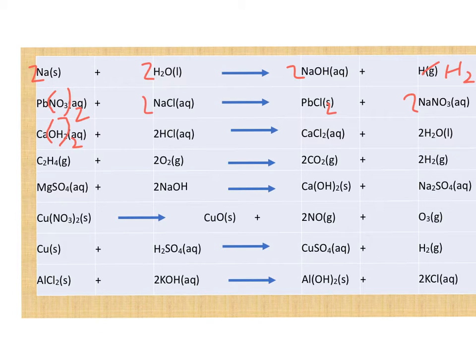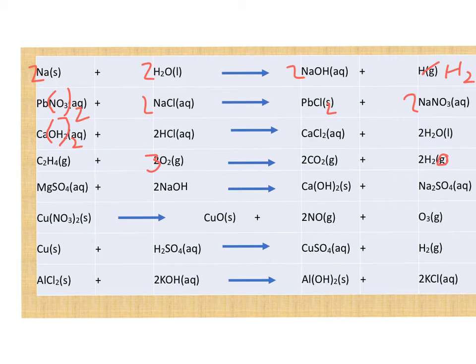So for the next one, we don't form hydrogen when we combust ethene or hydrocarbon. We actually form water for that one. So we should have formed water, and then you need to balance it correctly by putting a 3 in front of the O2.